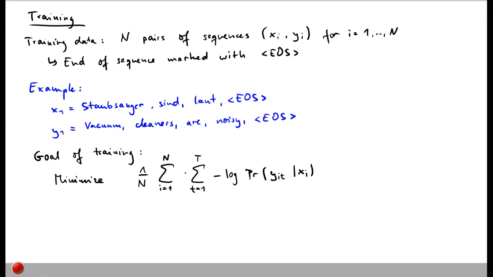So just to have on the slides what these different symbols mean here. So T is the length of the output sequences.